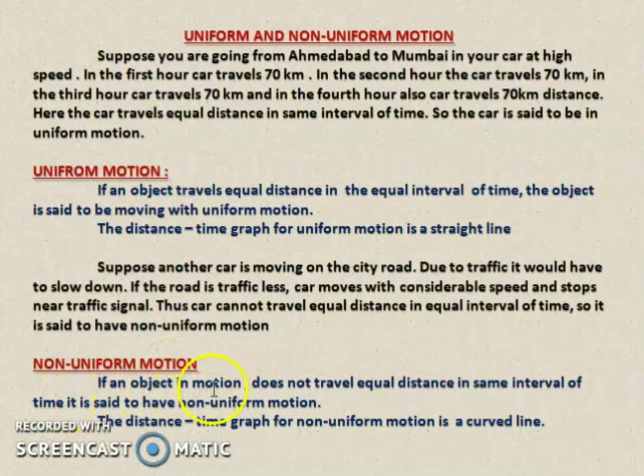If an object in motion does not travel equal distance in the same interval of time, it is said to have non-uniform motion. The distance-time graph for non-uniform motion is a curved line.